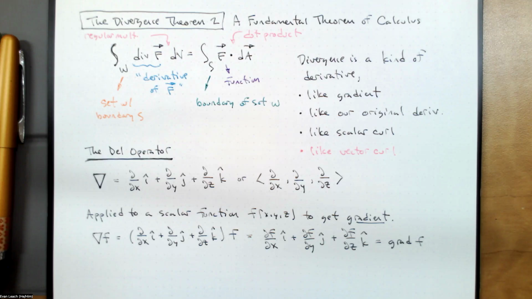So del has smaller versions. There's an R2 version, partial with respect to x i plus partial with respect to y j. That's just the R2 version of the del operator, and it is the same gradient. Del has an R1 version, which is just our regular derivative. So instead of i, j, and k, we just have one direction, the x direction. If we have just one direction, instead of partial with respect to x, we just say derivative with respect to x.